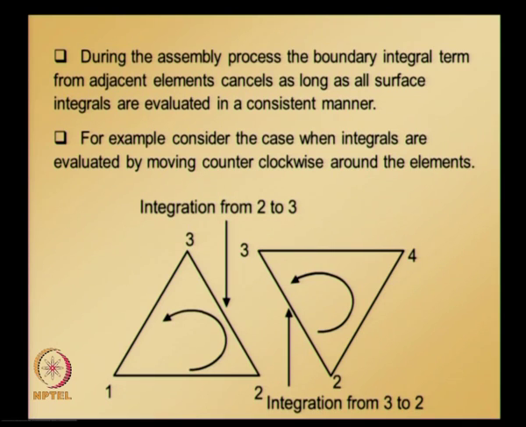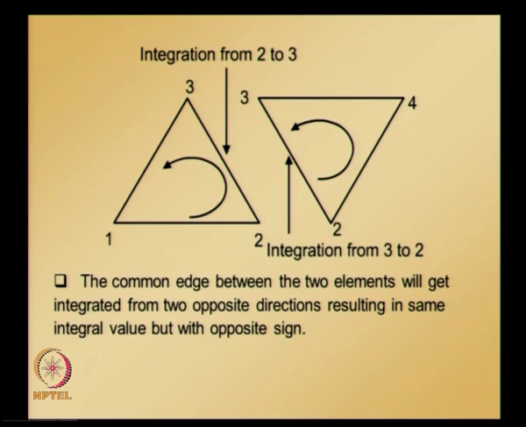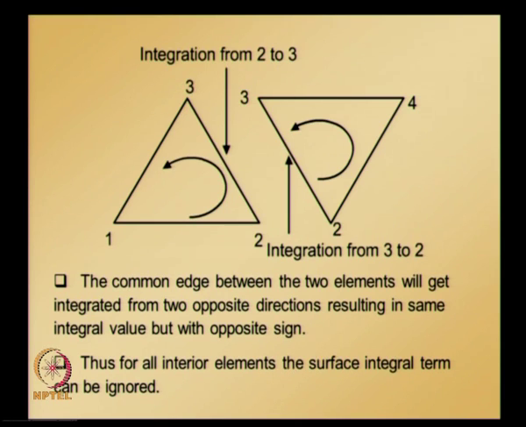So now let us consider evaluation of the boundary integral for each of these elements along the edge 2 3. For one of the elements integration is from 2 to 3, for the other element integration is from 3 to 2. The common edge between two elements will get integrated from two opposite directions, resulting in the same integral but with opposite sign. One integral is evaluated from 2 to 3, the other from 3 to 2. So when we add these two integrals, they cancel each other because they have the same value but opposite sign. Thus for all interior elements, the surface integral term can be ignored.